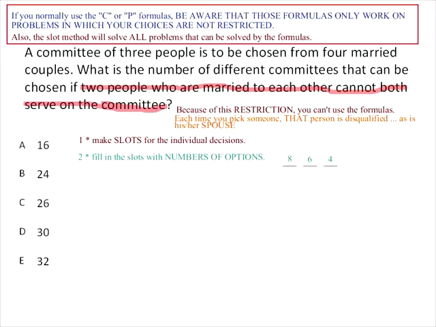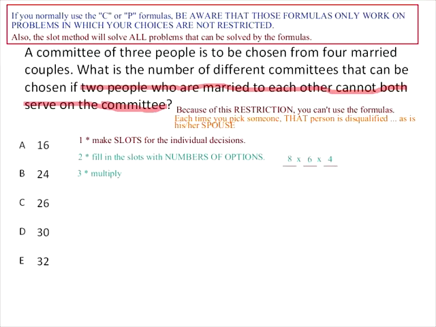Then you multiply. So you just insert multiplication signs in between these things. Everybody's happy. But then, this is a committee problem. If order mattered, you would be done, and the answer to the problem would be 8 times 6 times 4. But this is not a problem where order matters, because this is a committee.